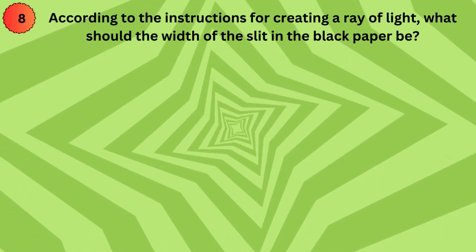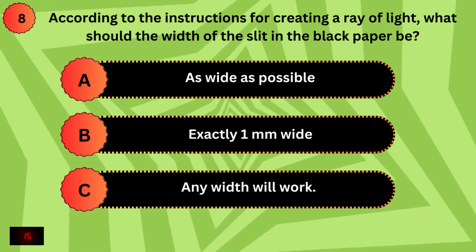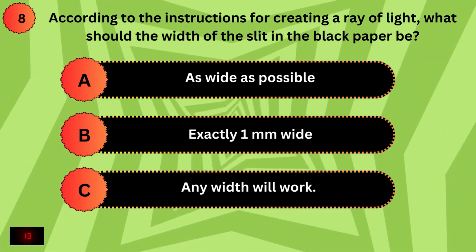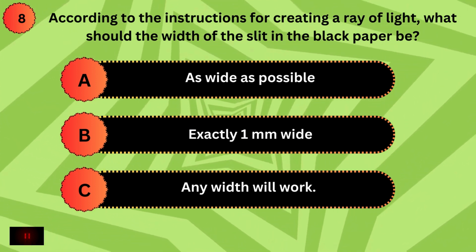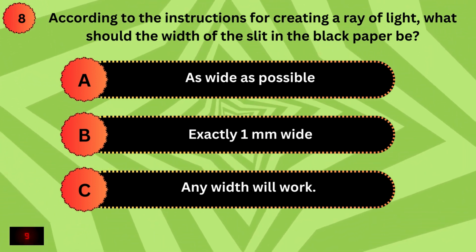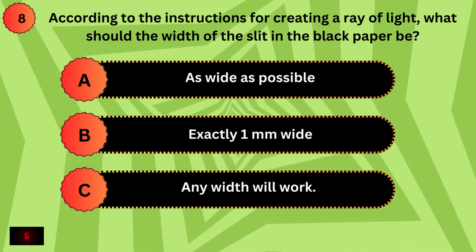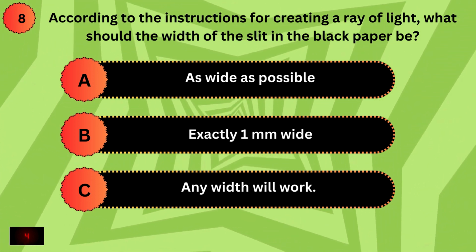According to the instructions for creating a ray of light, what should the width of the slit in the black paper be? A. As wide as possible. B. Exactly 1 millimeter wide. C. Any width will work.